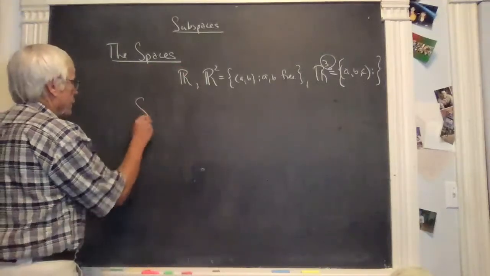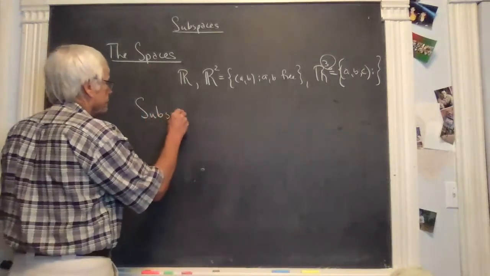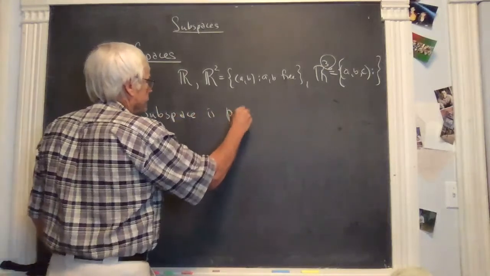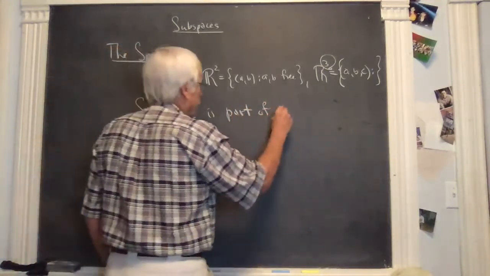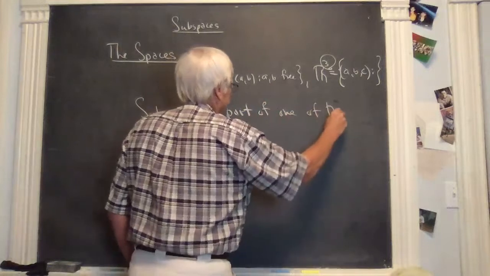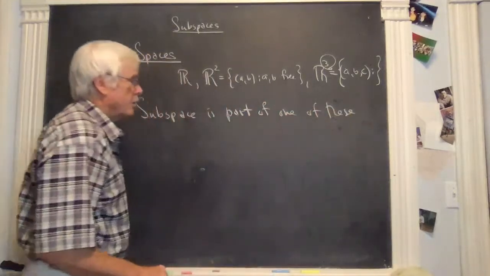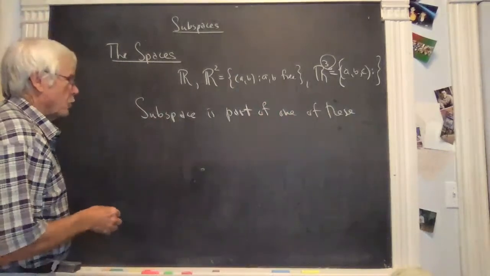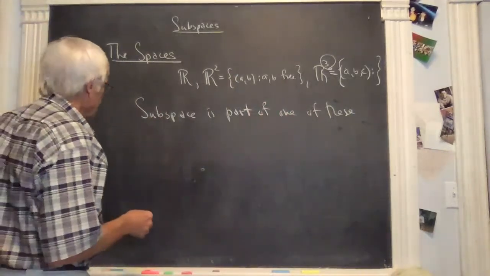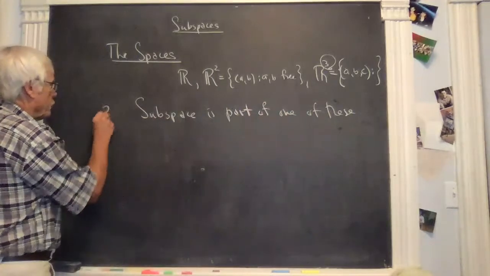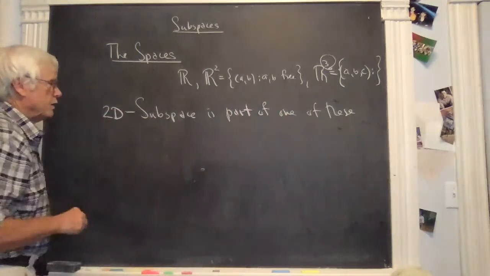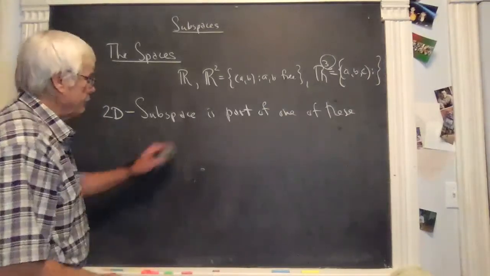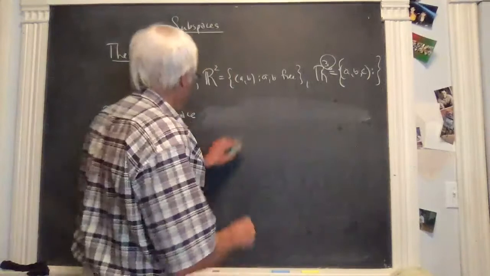And a subspace is part of one of these. And so as an example of what we're talking about, for example, a 2D subspace, a two-dimensional subspace of three-dimensional space.